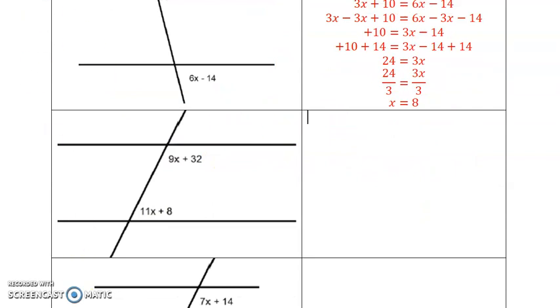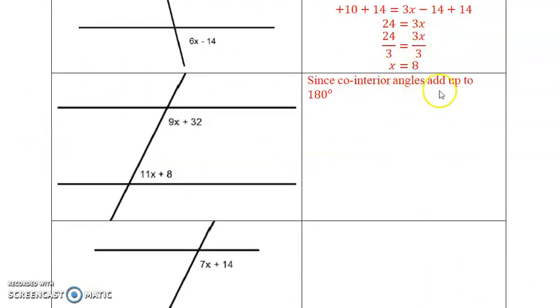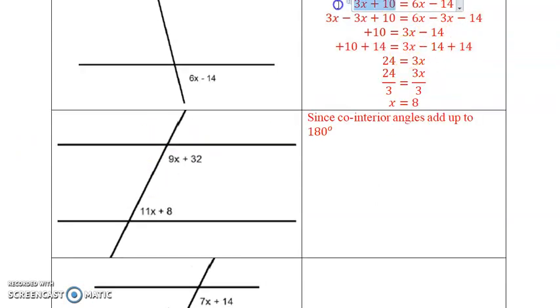The next one. Next we have co-interior angles, and since co-interior angles add up to 180, we can take these two angles and add them up to 180. Alright, so we have 9x plus 32 plus 11x plus 8, and that is equal to 180 degrees. You can leave the degree symbol off for now because we're just solving for x.